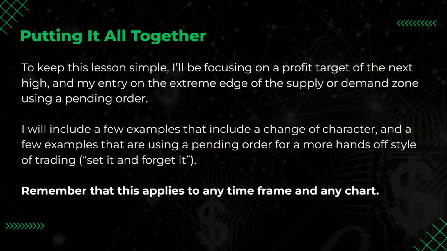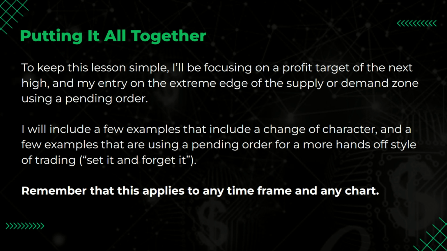And like I said, I'm going to use my entry on just the extreme edge of the supply or demand zone. We also talked in previous videos about using confirmation entries, which we go over in the full course that I have. But for this, I'm just going to use pending orders on the extreme edge of the supply or demand zone. One last note, we did talk about placing your pending order at the 50% line or the 75% line of supply and demand zones. And so, like I said, just to keep it really simple, I'm just going to keep my pending order at the extreme edge of the supply and demand zone.